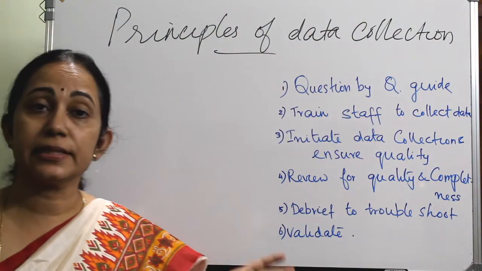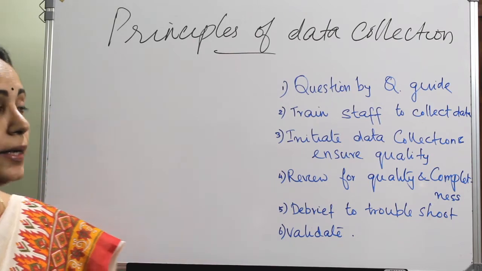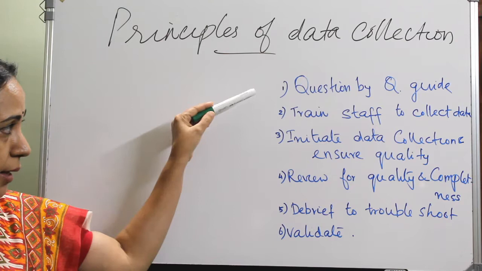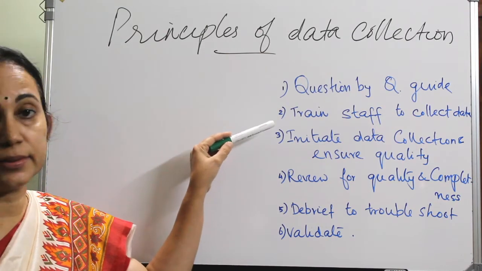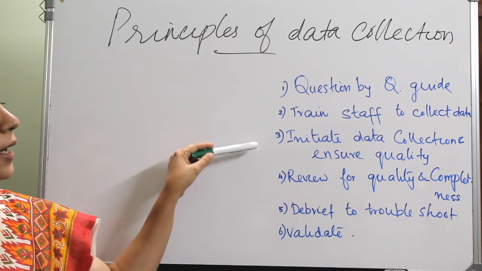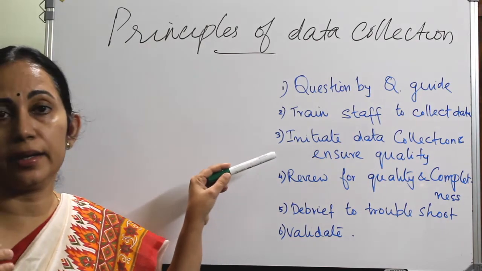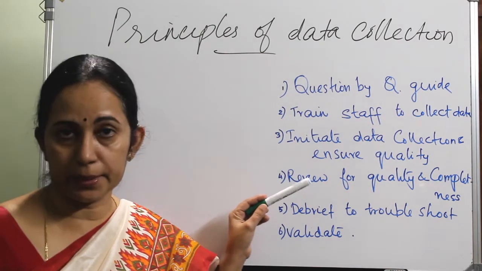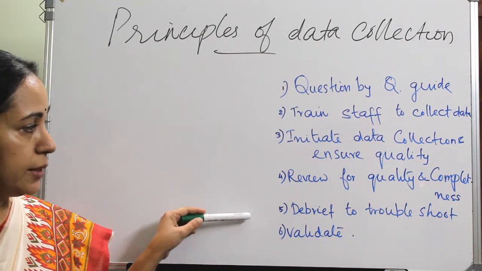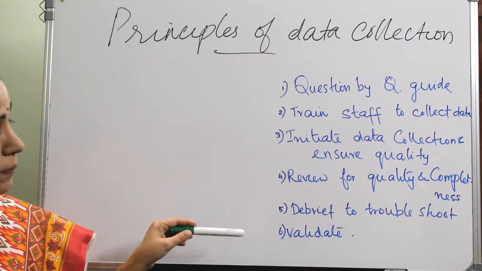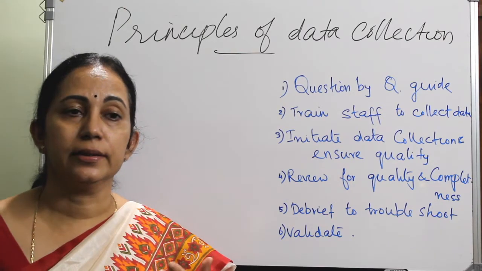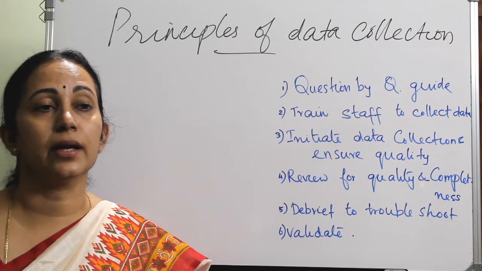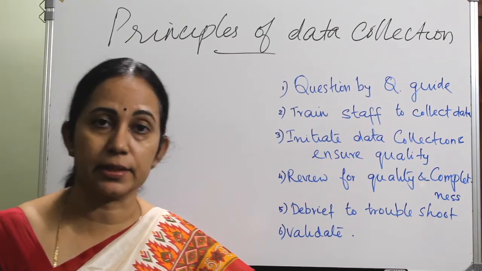And these are the 6 steps in any data collection. One is drafting a question by question guide. Then second is train the staff to collect data, initiate the data collection and ensure the quality of data, review for quality and completeness, debrief and troubleshoot any difficulties, and then validate the data to find out that your results have very good internal as well as external validity.